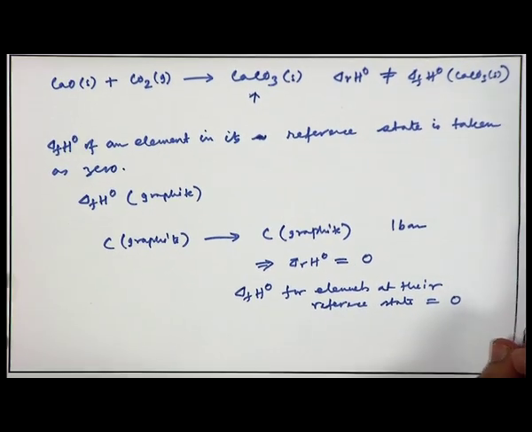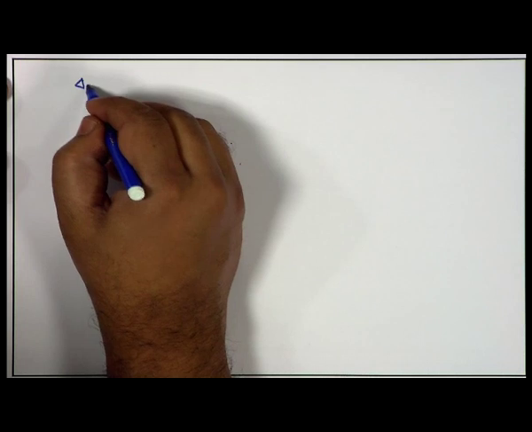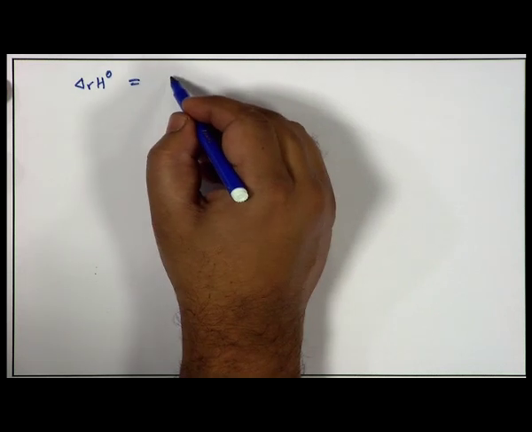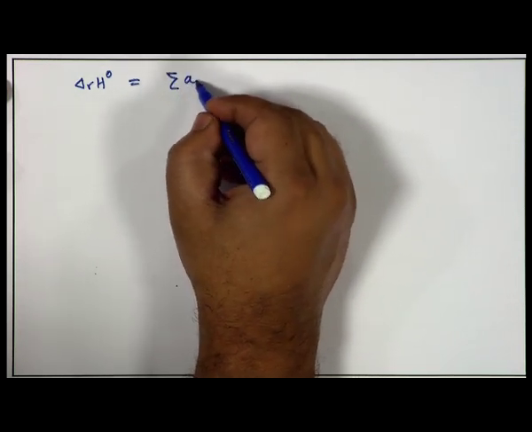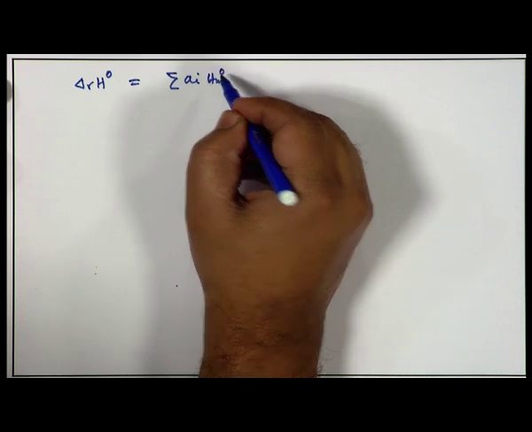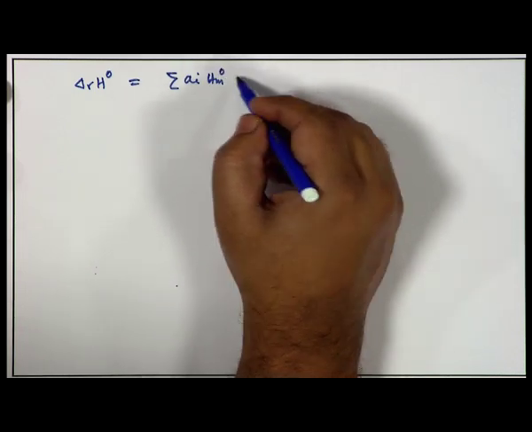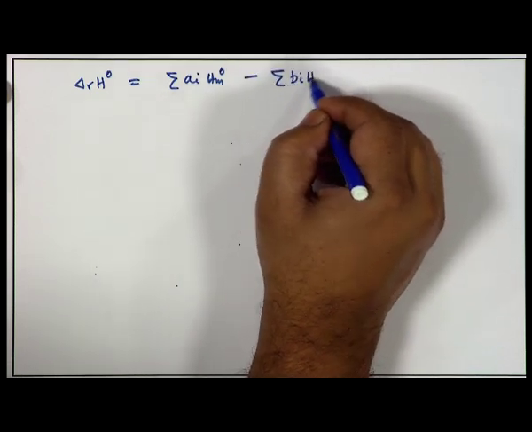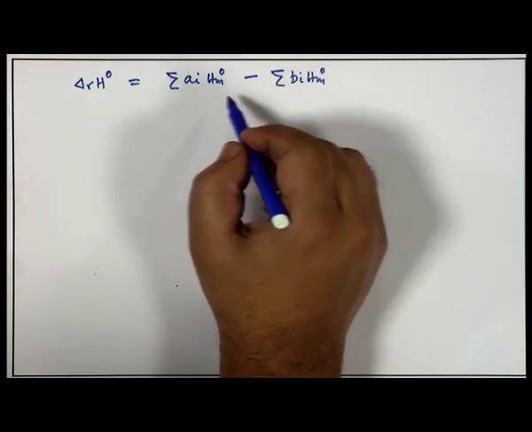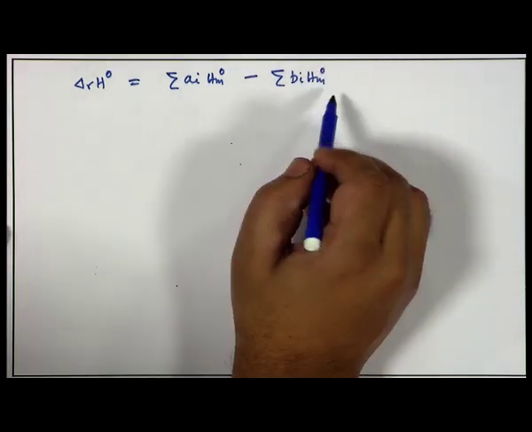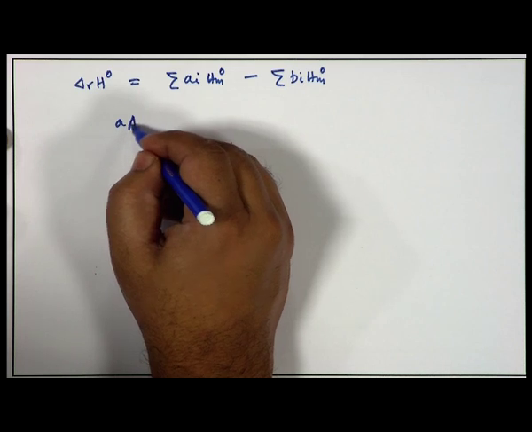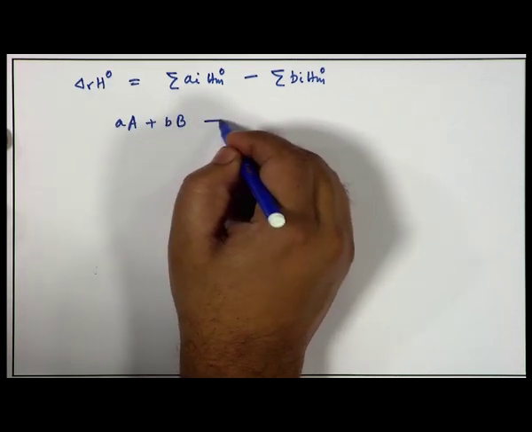Now, we defined delta H reaction as the summation of Hm0 of products minus Hm0 of the reactants. I am not writing the terms products and reactants, because we have discussed this earlier. Now, to make it simpler, we can just write an equation like A plus B giving C, just a simpler reaction.